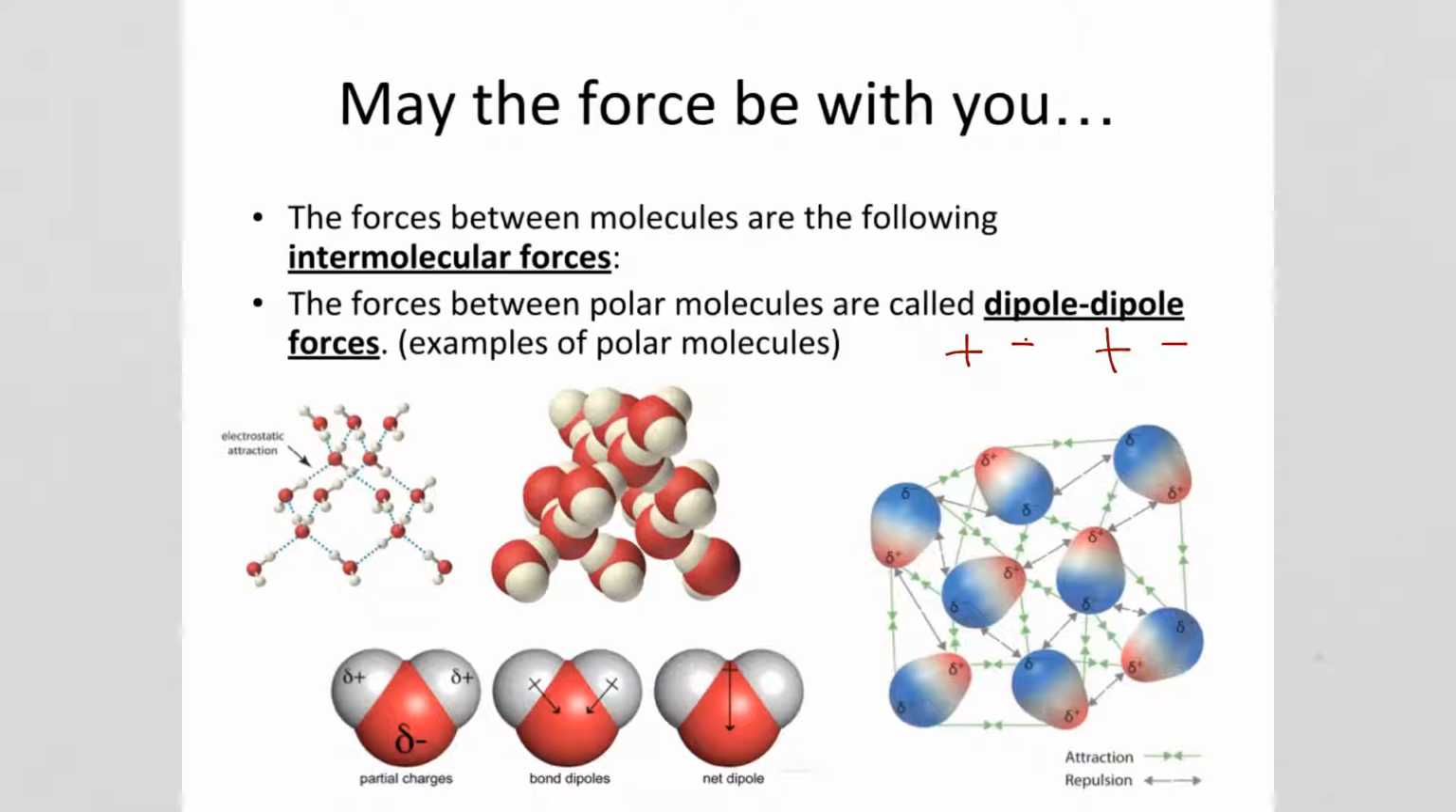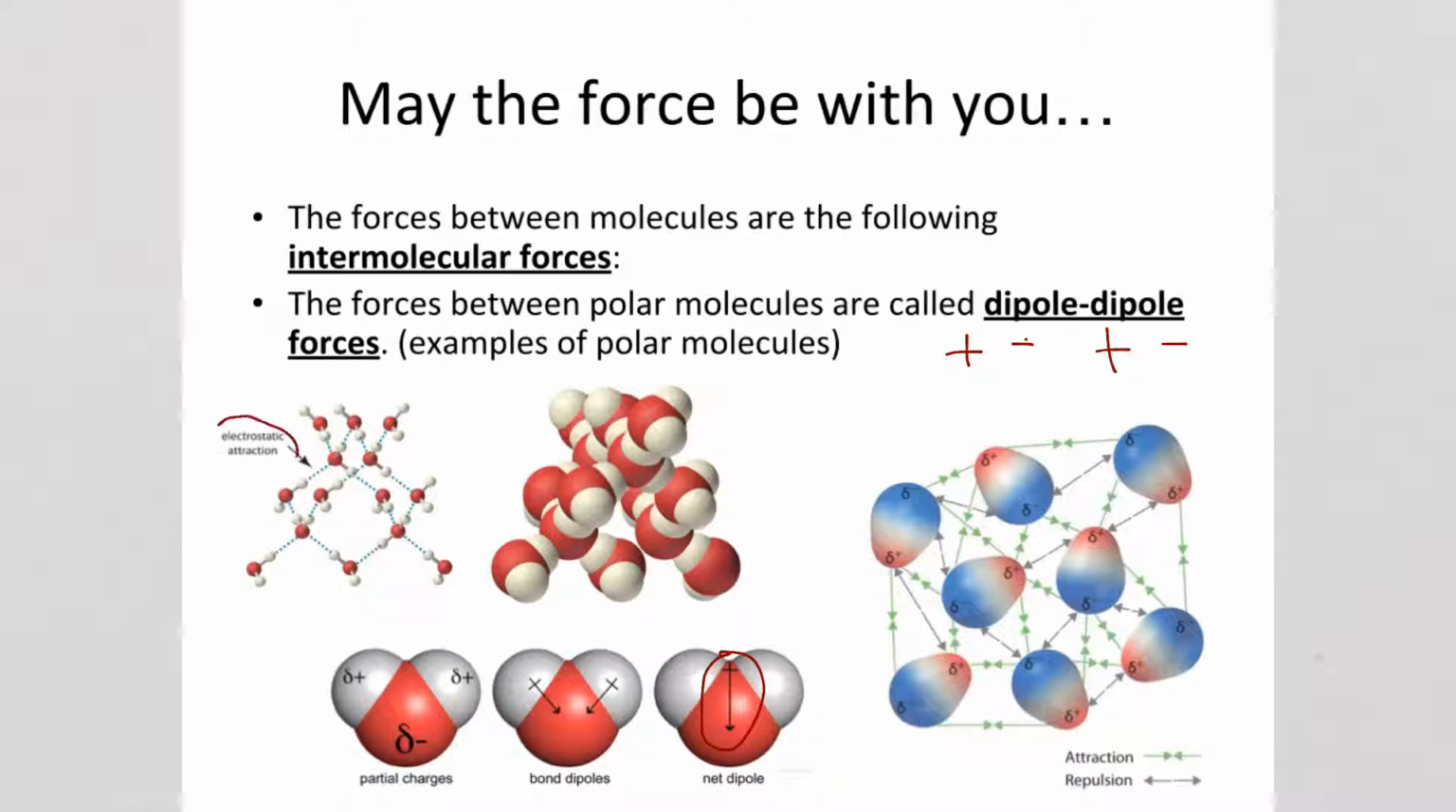Couple representations down at the bottom. You have the partial charges, which you've seen me draw, the bond dipoles, which is the same idea, just a different representation, and then what's called the net dipole. That would be the idea of the polarity of the molecule. We're not going to go through drawing those and all of that stuff, but I want to show it to you just in case you see it in other sources.